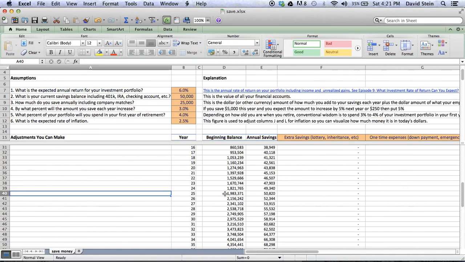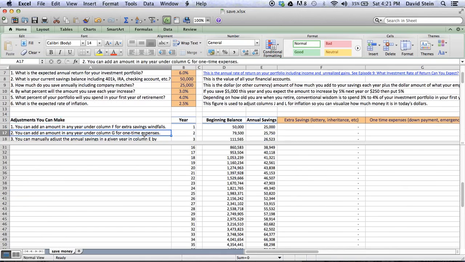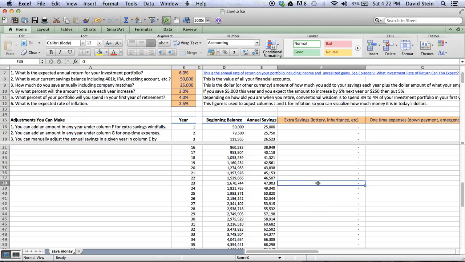Now, here's a couple adjustments you can make. First off, and I describe them right here, you can add any amount here in column F, for something that happened. Let's say an inheritance, and you know at some point your parents are going to die, maybe 20 years from now, and you're going to get $300,000, kind of a one-time windfall. You would put that right there, and that would impact all the assumptions.